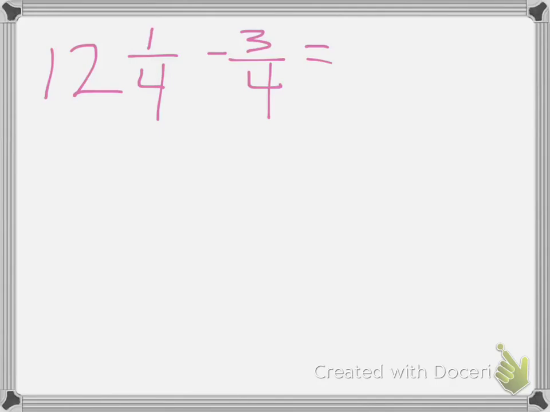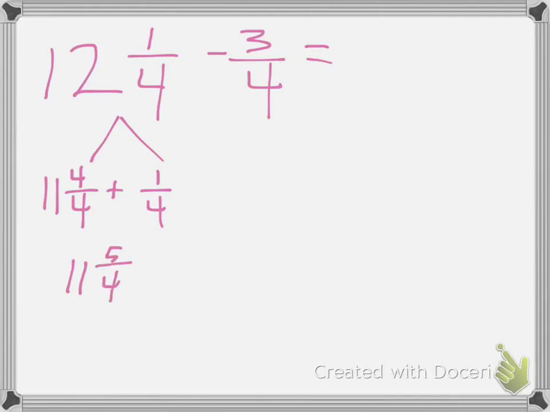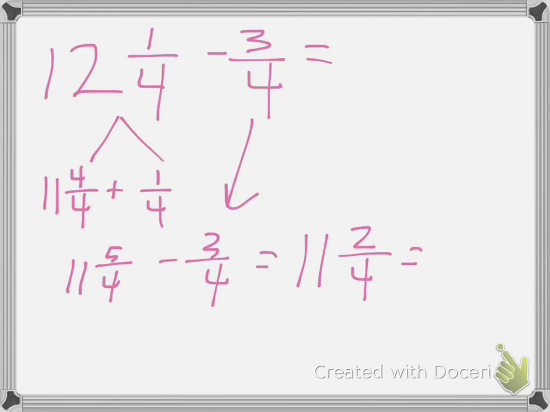Okay guys, hopefully you solved this on your own. Let's go ahead and check your work. I'm going to turn my 12, I'm going to drop it down 1 to 11 and 4/4. And then I have that 1/4. If I add those together, I'm going to get 11 and 5/4. Go ahead and subtract my 3/4 now. Now I can do it. I'm left with 11 ones and 2/4, which I'm noticing right away that that's also equal to a half. So I'm going to go ahead and simplify that to 11 and a half.